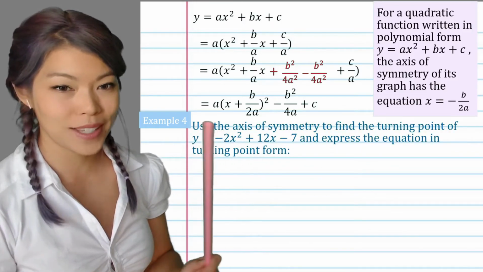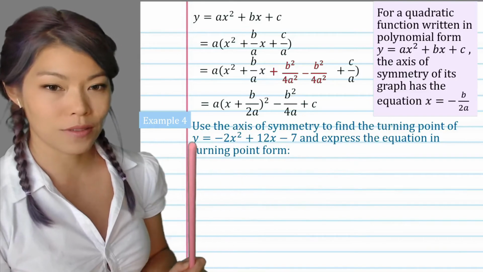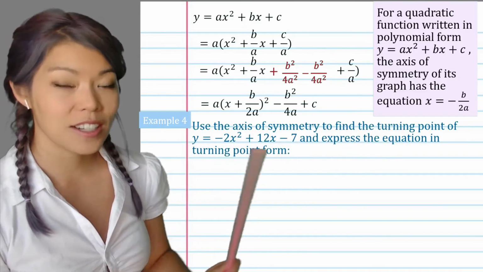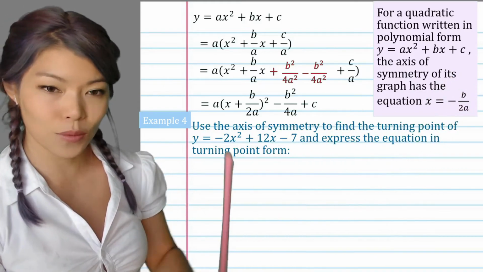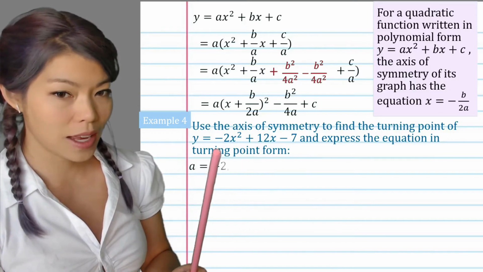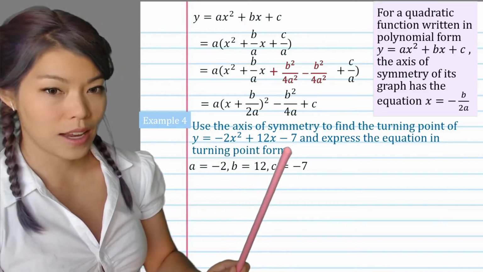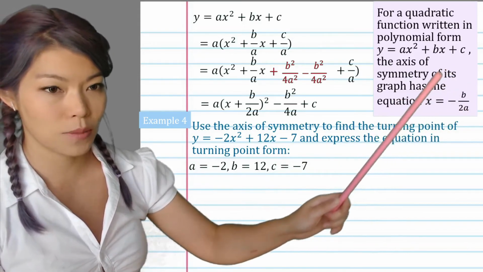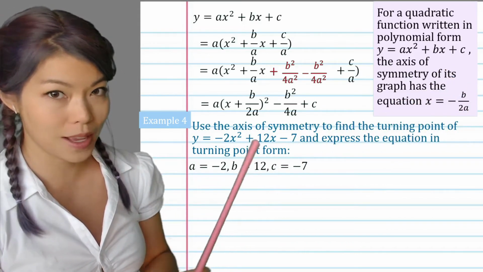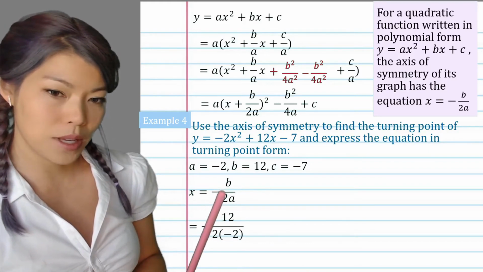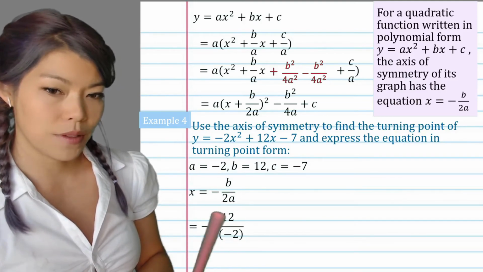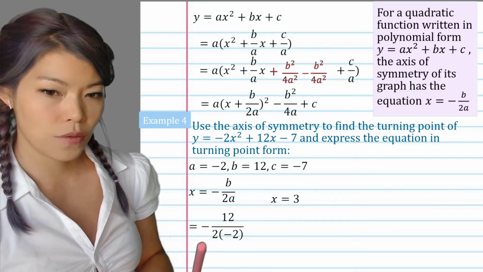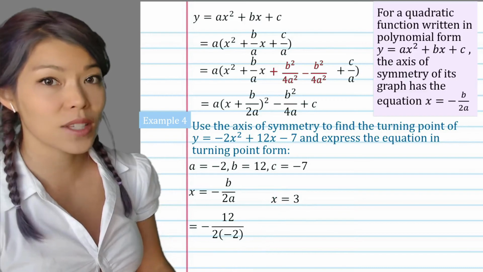Last example, use the axis of symmetry to find the turning point of this equation and express the equation in turning point form. So we have to find what a, b, and c are. Our a is minus 2, our b is 12, and our c is negative 7. So our axis of symmetry is minus b over 2a. Now b is 12 and a is negative 2. Simplify that: 12 over minus 4 is positive 3. So our axis of symmetry is 3.